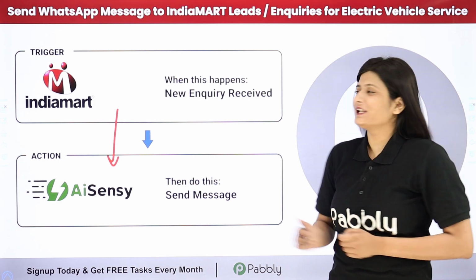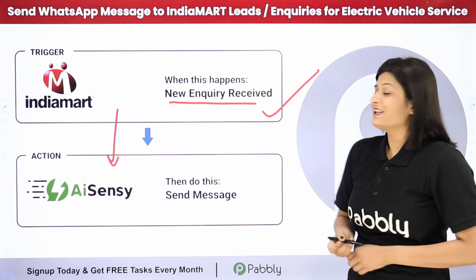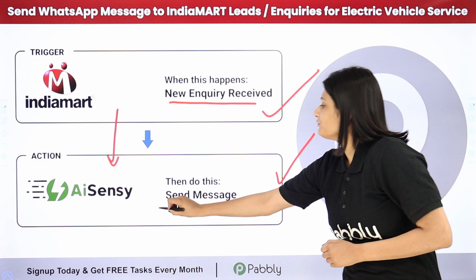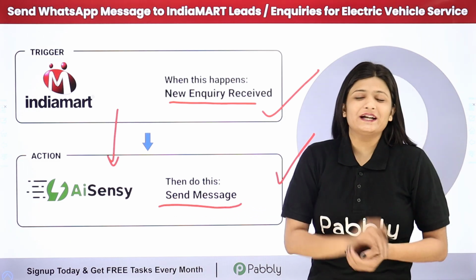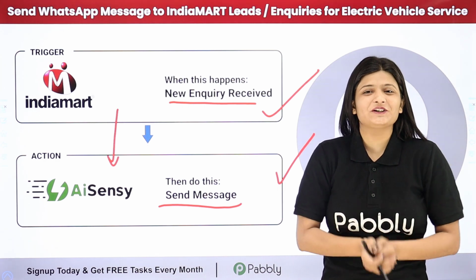Here as my trigger application, I am going to take IndiaMART from where I will receive new inquiry, and then in my action application, I am going to take AI Sensei with the help of which I am going to send messages to my inquiries. If you want to learn this amazing automation step by step, then let me take you all to my screen.